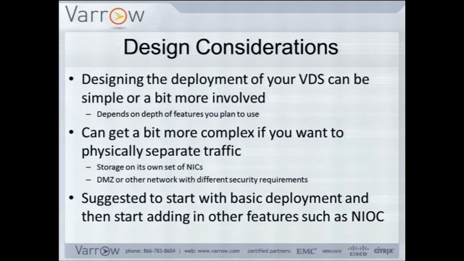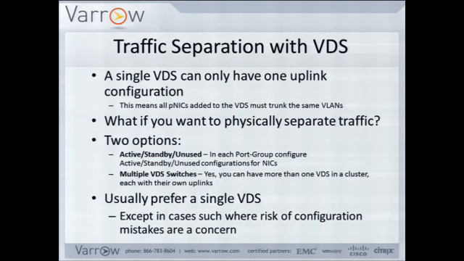So designing the deployment of VDS is usually very simple. It can get more complex if we want to do things like network resource pools, if we want to do traffic shaping, if we want to do segmented or say, DMZ type networks. I always tell people to start basic and then start adding those features such as NIOC. Don't start doing traffic shaping until you get the switch in a good stable state and then start doing that.